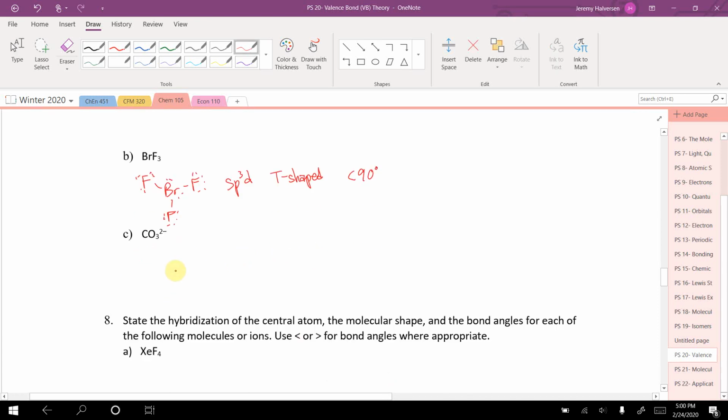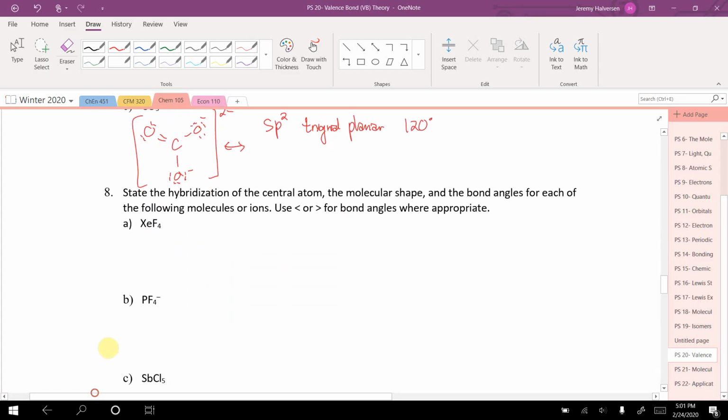Carbonate, CO3 2 minus. This is going to have a charge of 2 minus, and it's going to have 2 resonance structures, which I won't draw. But we have steric number 3, so it's going to be sp2 hybridized. Now, sp2 hybridized means that we have an extra p orbital laying around, and that p orbital is going to participate in the pi bond with oxygen, right? So sp2 hybridized, which is going to make it trigonal planar, and the angles are going to be 120 degrees.